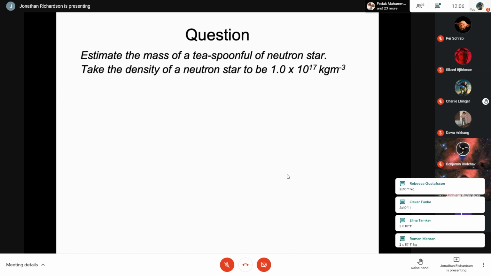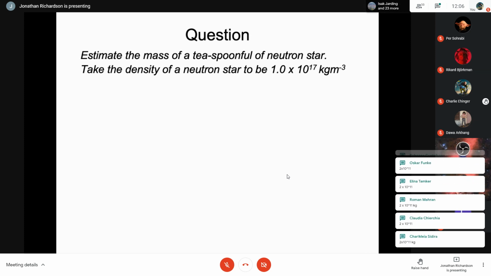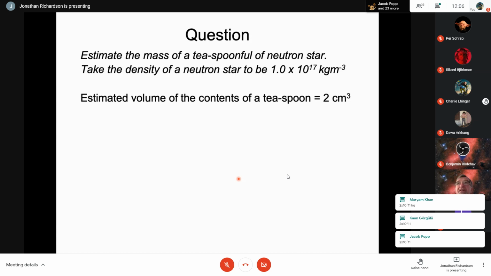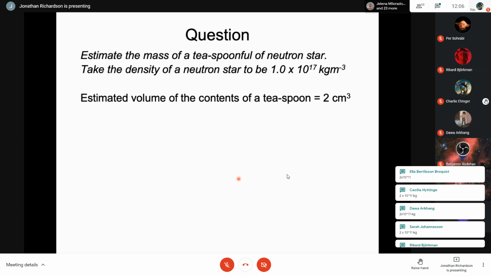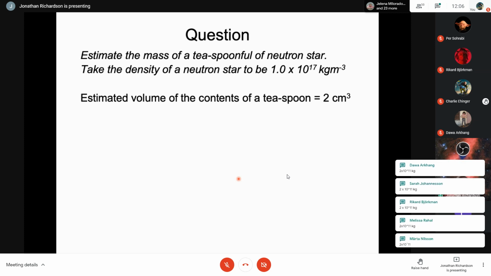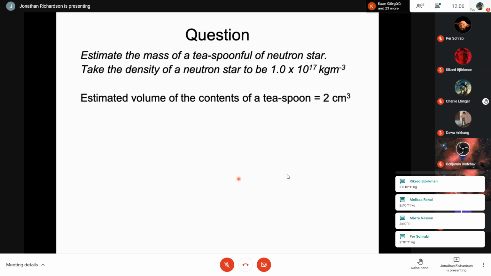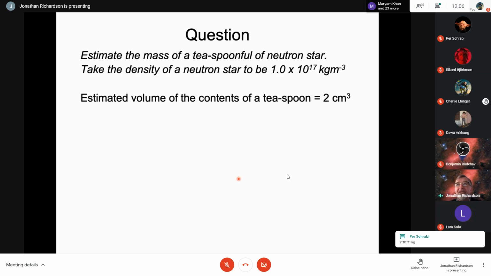Good. Thank you. I think your calculation would have been, let's firstly consider the contents of the spoon are 2 cubic centimeters. 1 cubic centimeter is 10 to the minus 6 cubic meters, not 10 to the minus 3. I think that's where the mistake probably came from. Yeah, I think so.